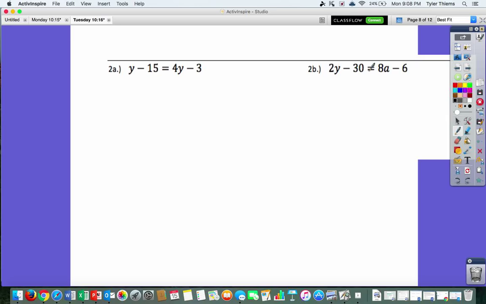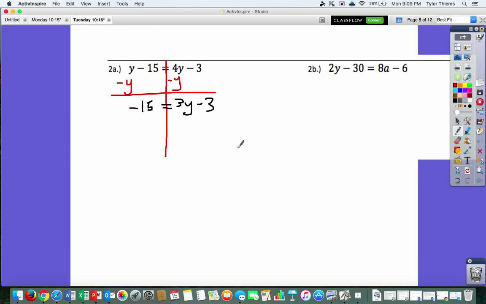Okay, number 2. Again, number 2, very similar to number 1. We have y variables on both sides of the equation here. So what we're going to do first to get the y to only one side is we're going to subtract y to the left and y to the right. This is just one way to do it. I like to keep my y variables, my variable terms, positive. So when we do that, those y's are gone. You just have negative 15 equals 4y minus 1y is 3y minus 3.